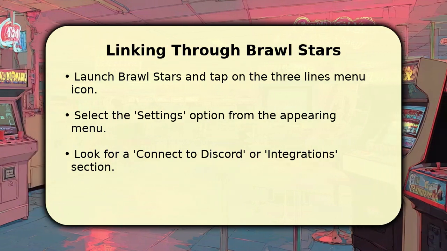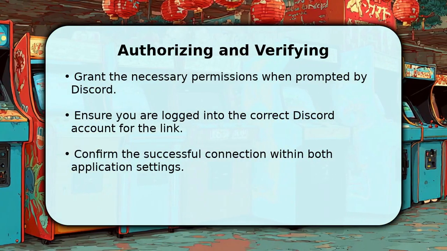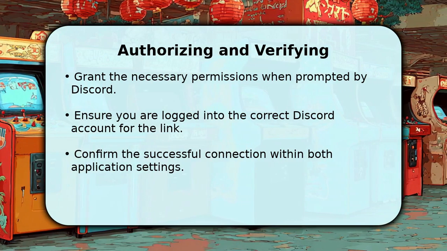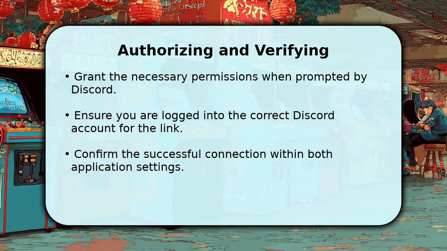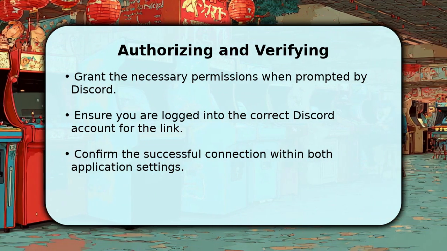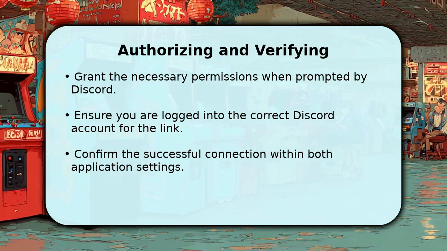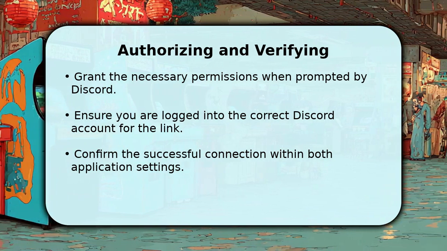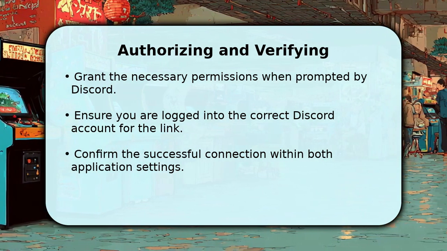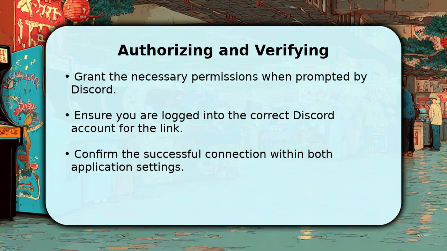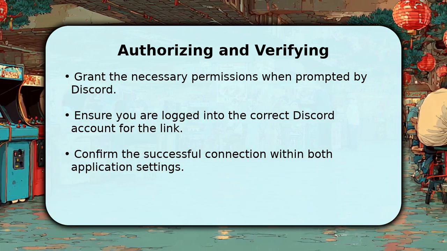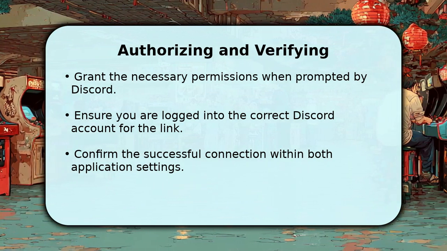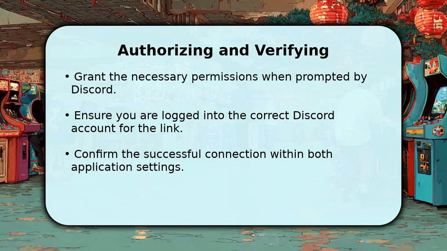platforms to communicate. When the browser window appears, carefully review the permissions Discord requests and then grant them to proceed with the connection. It is important to confirm you are logged into the exact Discord account you intend to link, preventing any accidental misconnections. After authorization, check both your Discord connections and your Brawl Stars settings for confirmation messages. If the link does not show up right away, a quick restart of both applications can often resolve the issue.